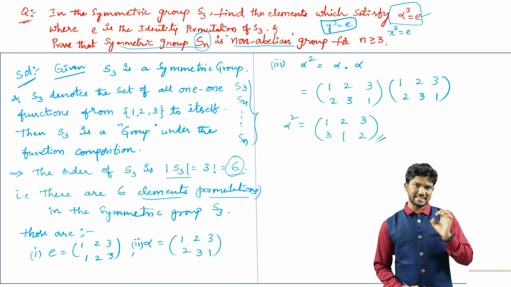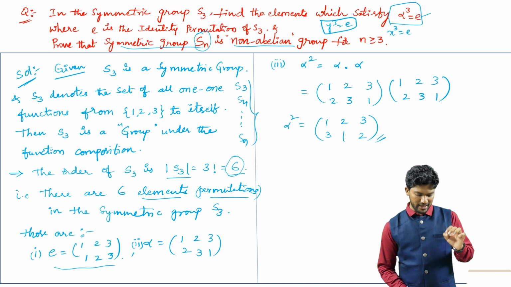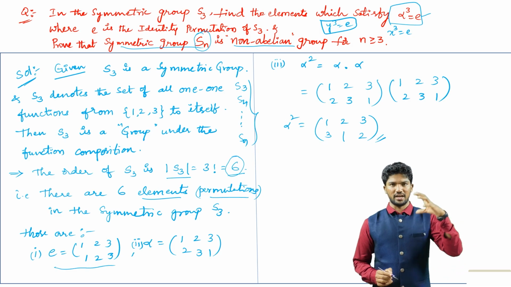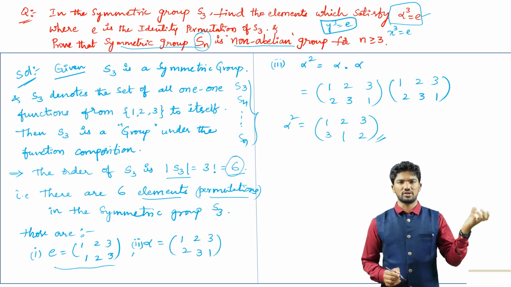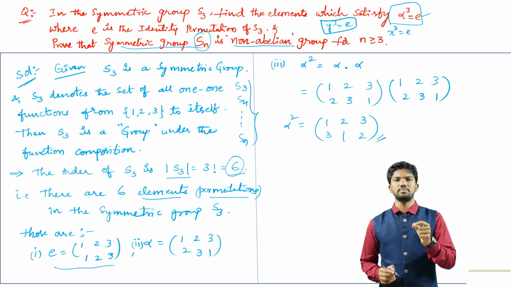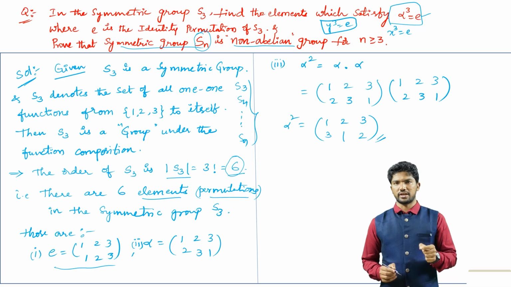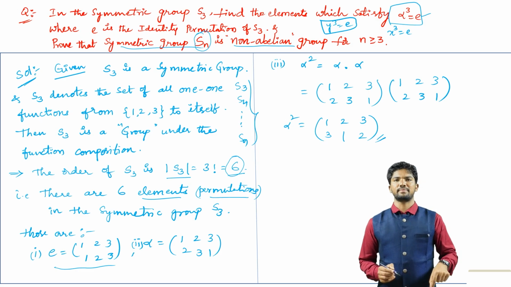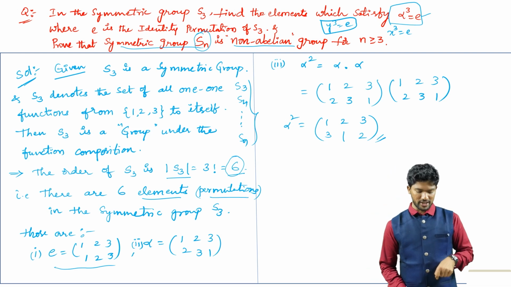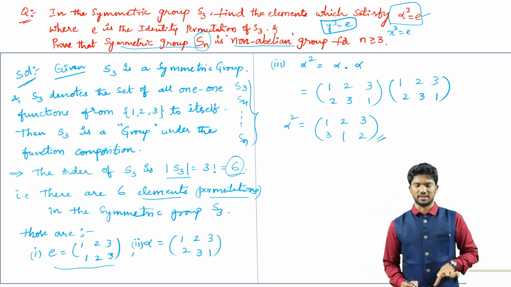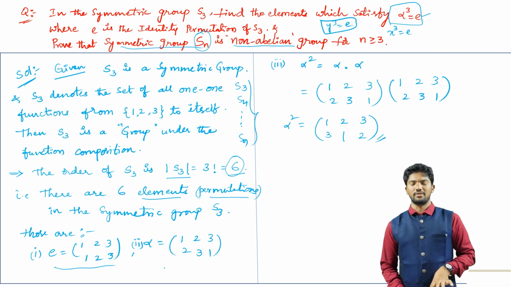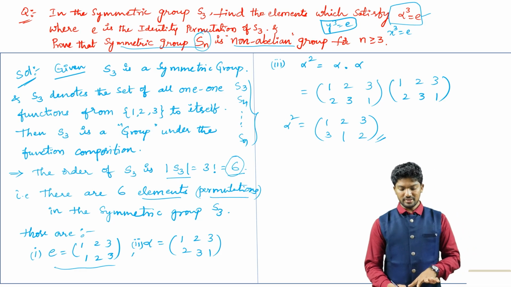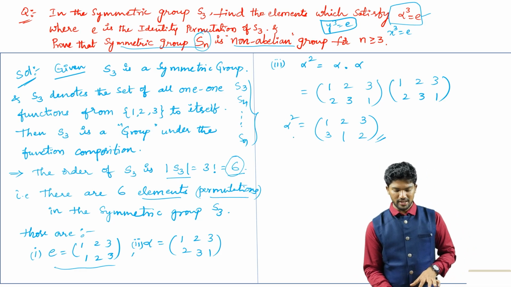Those 6 elements are, first of all, I am writing the identity permutation. In the first unit lectures we discussed that in every group the identity element is unique. Here also we are proving that permutations form a group, so the identity element exists. Therefore the identity permutation is 1 2 3 over 1 2 3. Next, the second element is alpha, 1 2 3 over 2 3 1. The third element is alpha square.